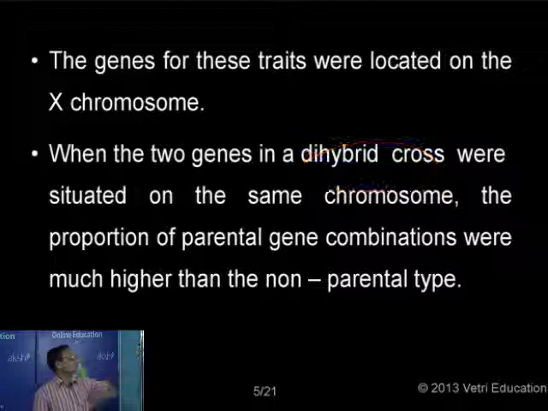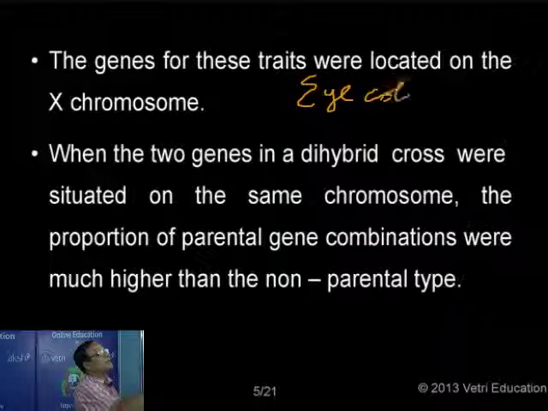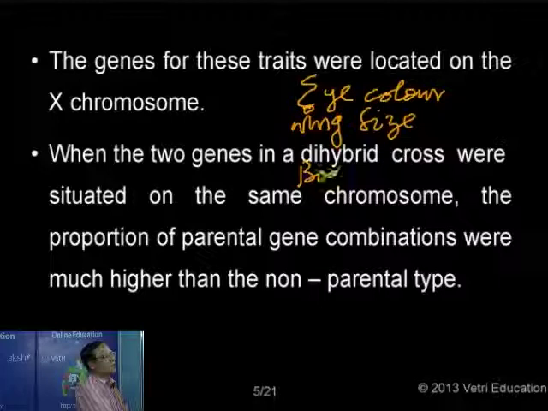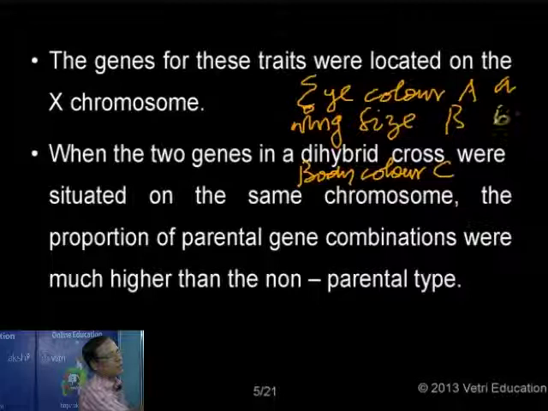So I mentioned the genes. For example, the gene for eye color, the gene for wing size, the gene for body color. Let us assume the gene for eye color is A. The gene for wing size is B. The body color is C. Their opposite alleles are small a, small b, and small c, as the case may be.